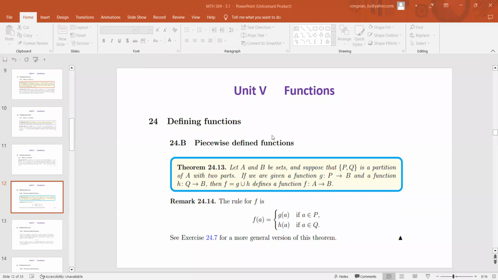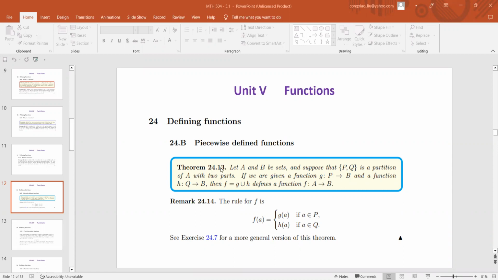As you know, everything we talk about in these courses, both courses actually, is based on sets. Everything is related to sets, and we do the same thing for functions, and we can do it for piecewise defined functions.